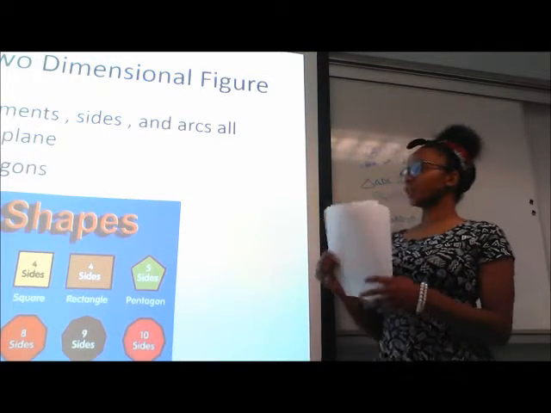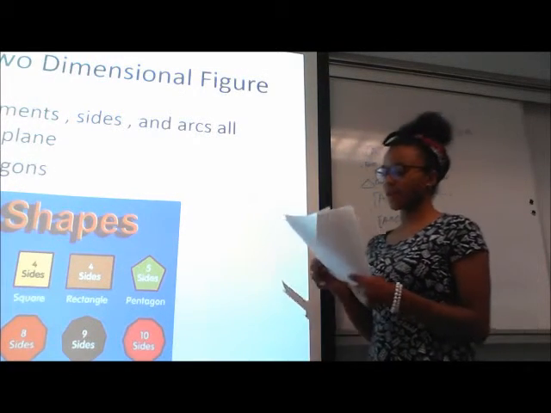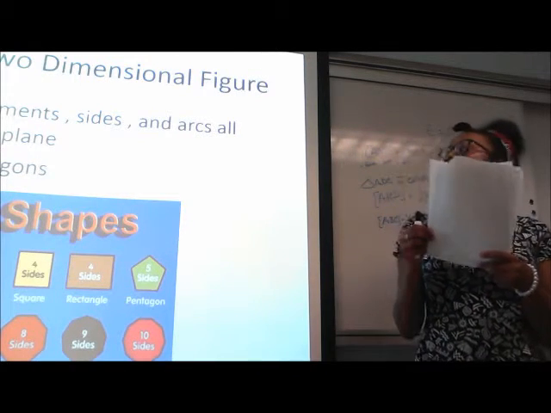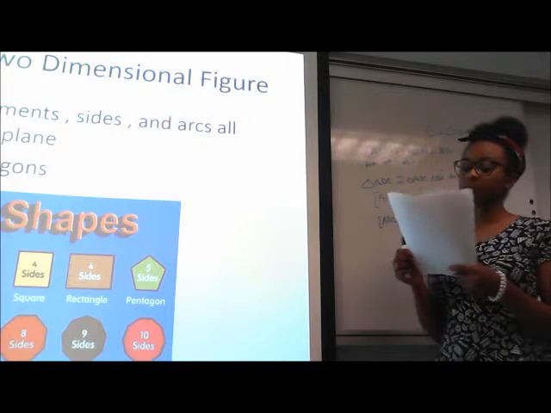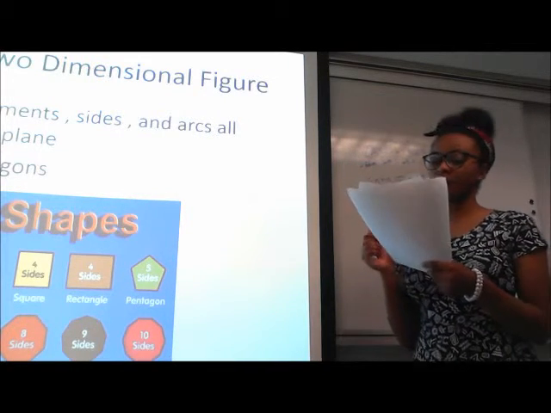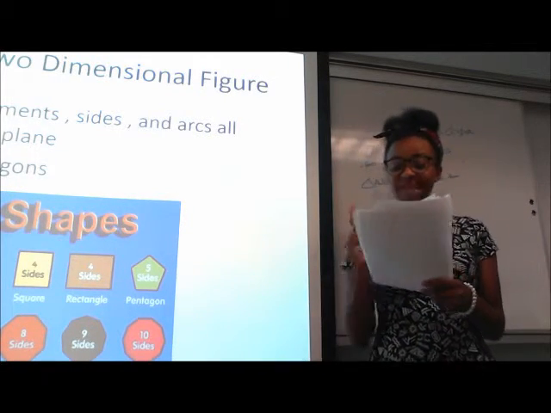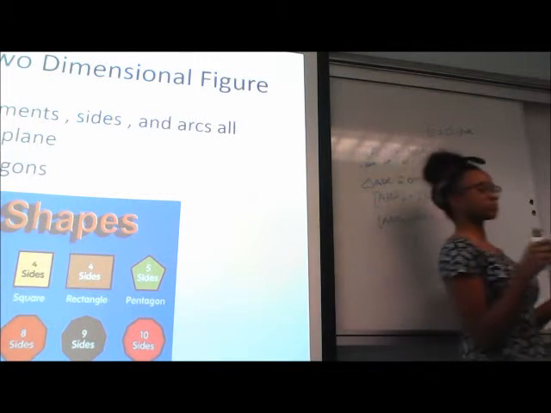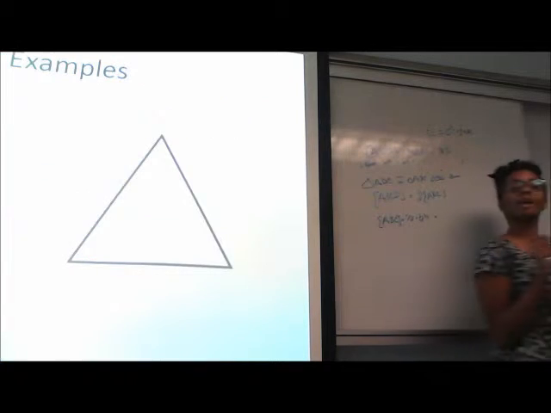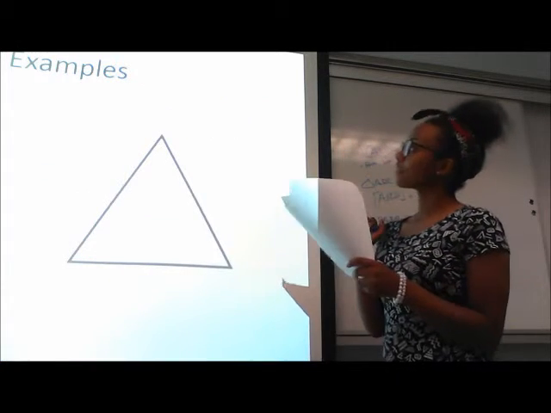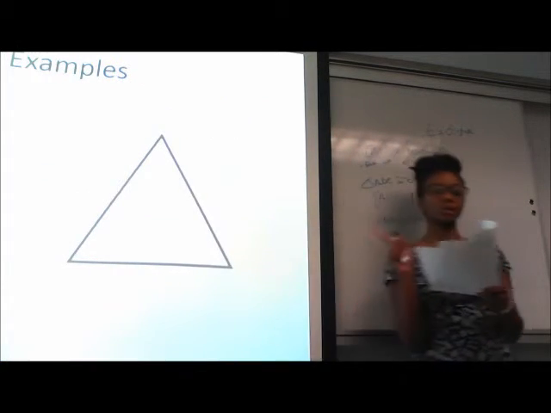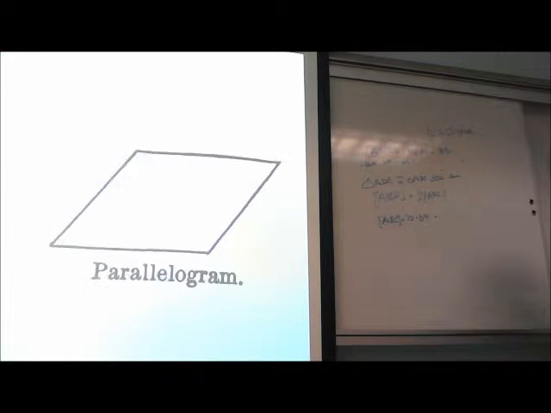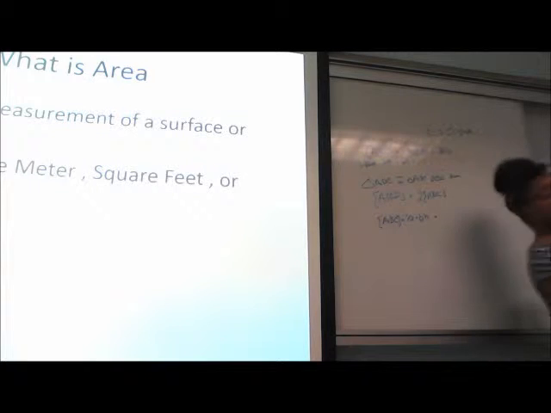What is a two-dimensional figure? A two-dimensional figure is a set of line segments, sides, or arcs all lying on a single plane. They are also classified as polygons because all edges are segments and every vertex is the endpoint of two sides. Here are a couple of examples of two-dimensional figures: a circle, triangle, square, rectangle, rhombus, trapezoid, cone, and a parallelogram.